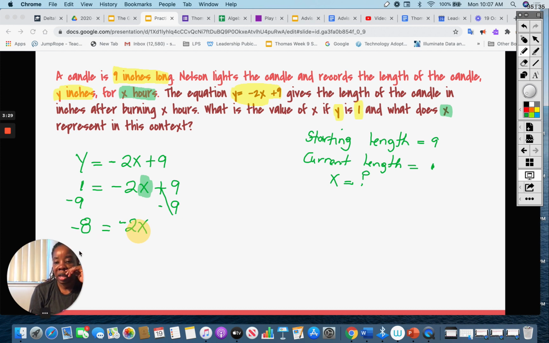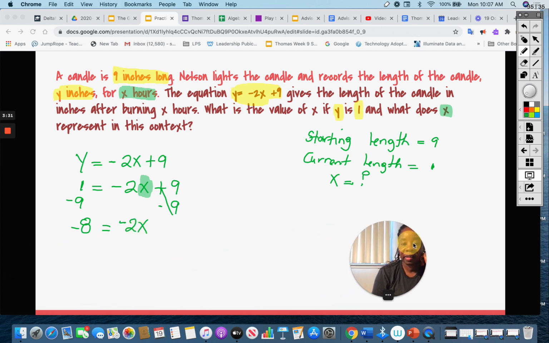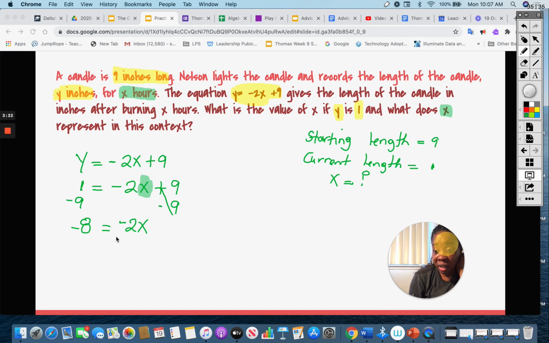And remember, the aim is to get the x by itself. So I'm going to divide by negative 2 on both sides. By now we should know that when a number is attached to a variable, that's a multiplication. So the inverse of multiplication is division. We divide. We're going to be left with x by itself on the right side, and a negative divided by a negative gives a positive result. So I know that x is equal to 4.